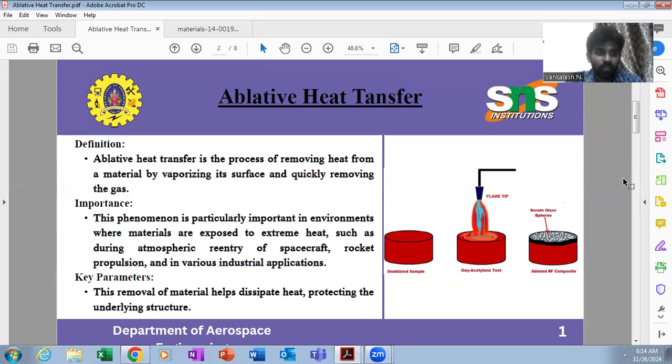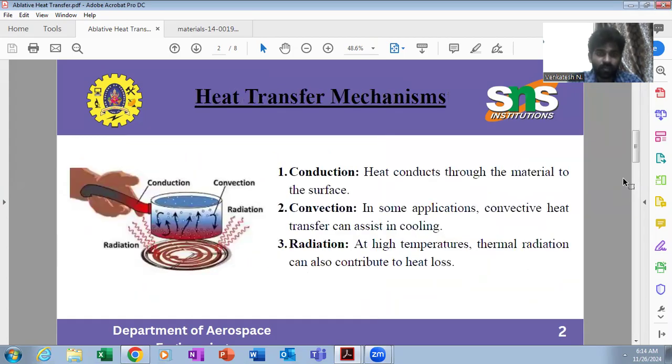The importance of this phenomenon is particularly great in environments where materials are exposed to extreme heat, such as during atmospheric re-entry of spacecraft, rocket propulsion, and in various industrial applications. The key point is that this removal of material helps dissipate heat, protecting the underlying structure.